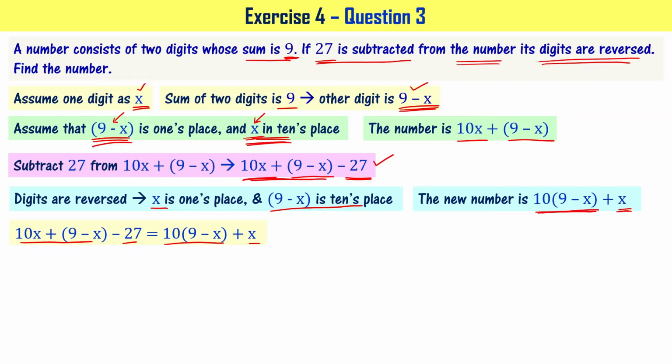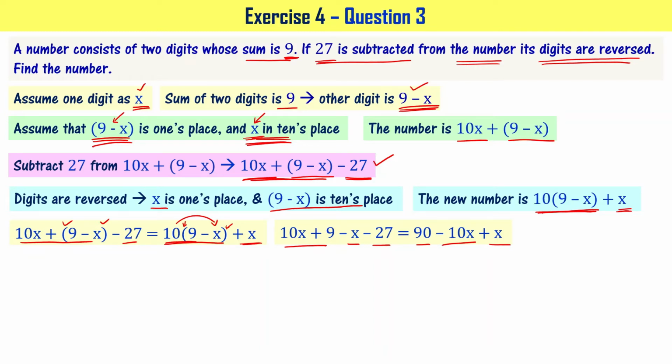Let us simplify this. When you remove these two brackets, I can write the LHS as 10x plus 9 minus x minus 27. The RHS is now 10 times 9, that is 90, 10 times minus x, that is minus 10x, and then remove this bracket and add plus x. Now, this is the equation we have to solve.